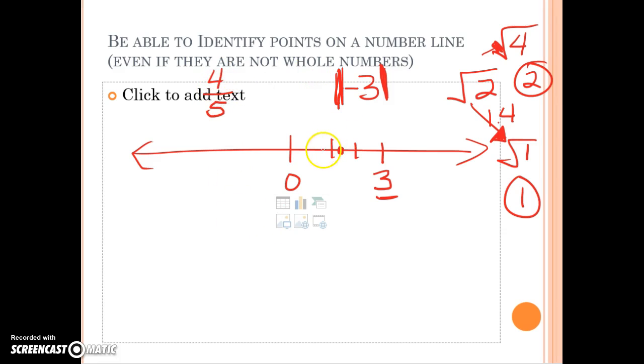4/5 is almost 1. You can make little hash marks in there if you want to help you out, and then plot it right there, either way. Be able to plot numbers on a number line that are a little strange. Square roots, fractions, absolute values.